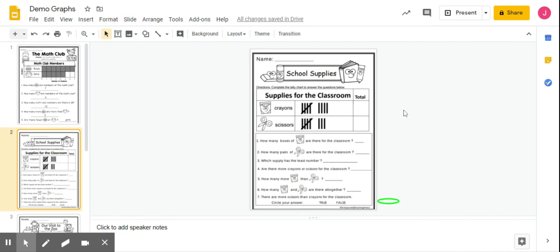Now, in the tally chart, the first thing we want to do is look at the table. It says supplies for the classroom. We have crayons and we have scissors. So now we want to count up the tally marks.